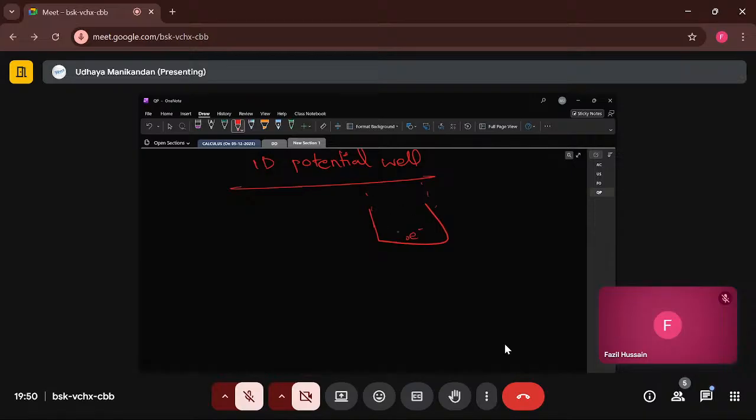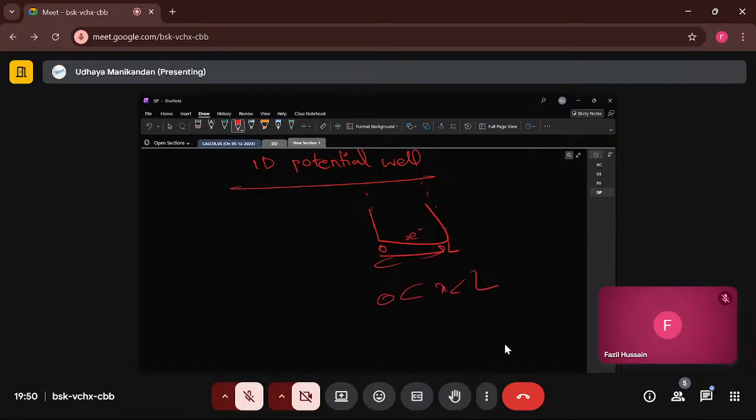So you are trapping an electron inside a one-dimensional potential well. This particle can only move between this and this. Let's name it x. It can only range from 0 to L. This is infinitely long. The wave function can only exist between 0 and L, not included.